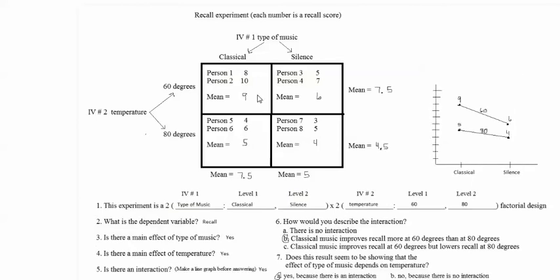Here we have a different result. I just did these calculations over again with these new numbers. The two column means are different for classical and silence, so there is a main effect of type of music. The two row means for 60 and 80 degrees are different right here, so there is a main effect of temperature.